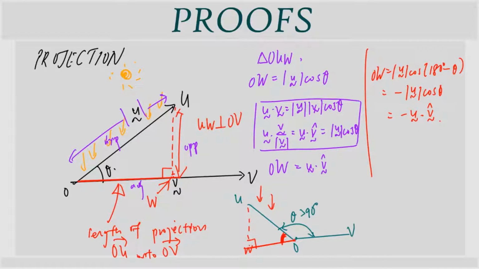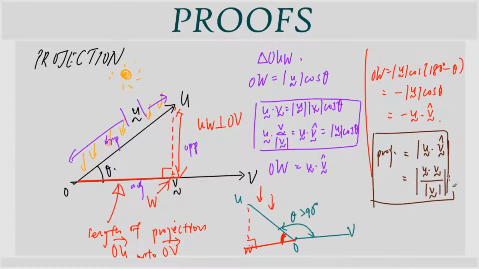So the overarching formula for the length of projection, or the scalar projection of OU onto OV, for the matter of fact, the projection of one vector onto another, is equal to the modulus of U dot the unit vector of V. Or you can also say it's the scalar product of U and V over the modulus of V, whichever is more convenient.